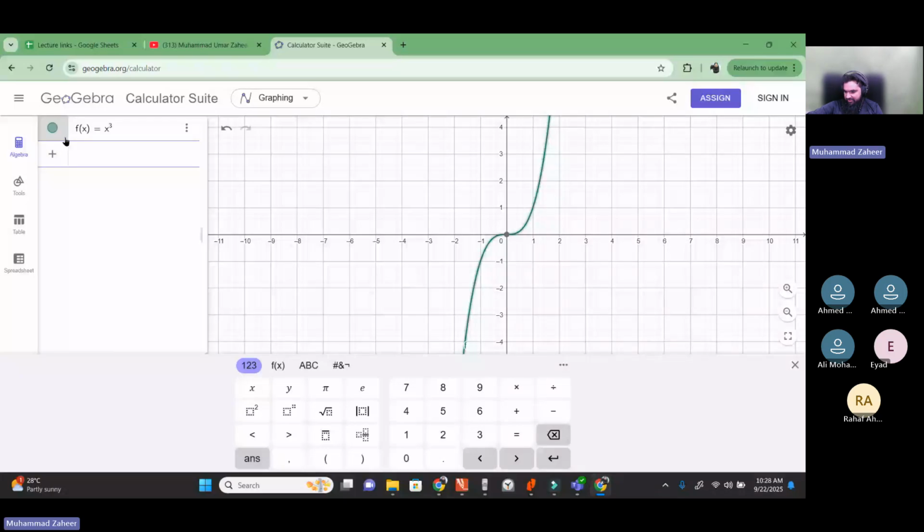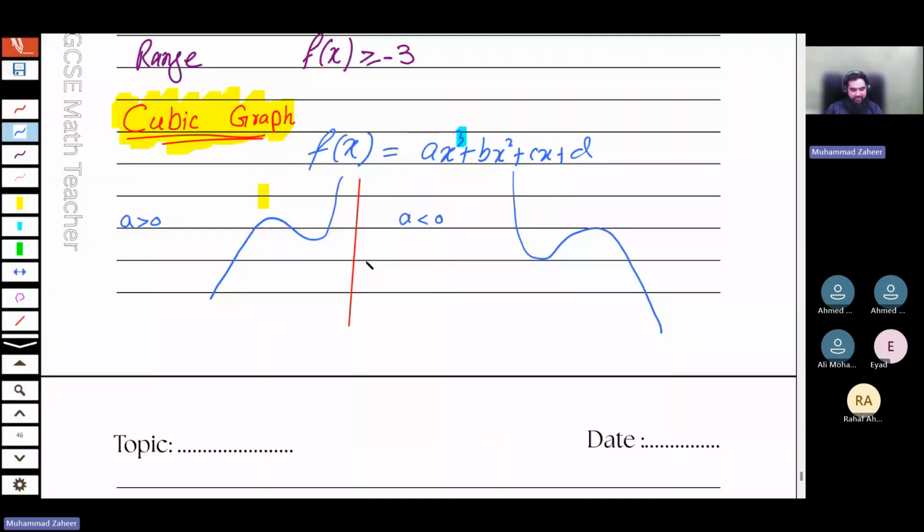If I write a negative sign with it, look at the change. First it was from right to left, now when I write the negative sign, it goes from left to right. So always remember the general shape of the cubic graph. It is going to look like this, moving upward and moving downward like this.